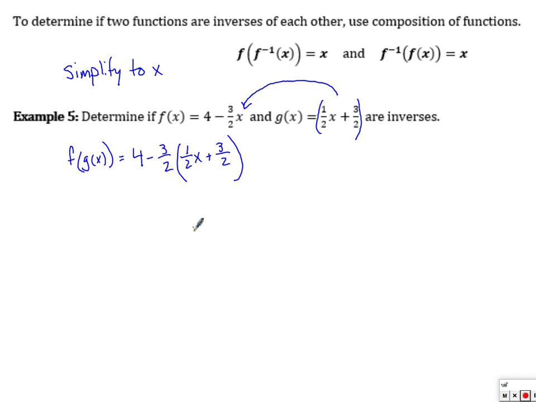Then I need to distribute this 3/2. Use your calculator. Don't get freaked out by fraction math. I would get 4 minus 3/4 x minus 9/4, and then I can combine my like terms. 4 minus 9/4 is 7/4. Because this does not equal x, just regular x by itself, we say no. These are not inverses. If they are inverses, the two composites would simplify to just x.